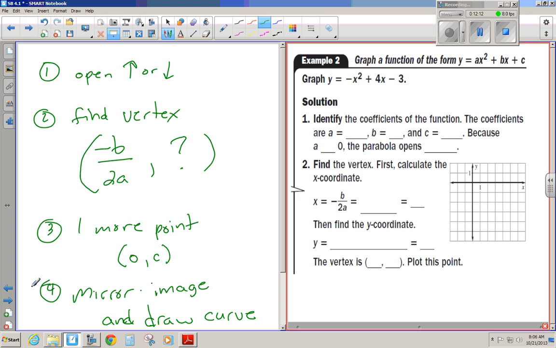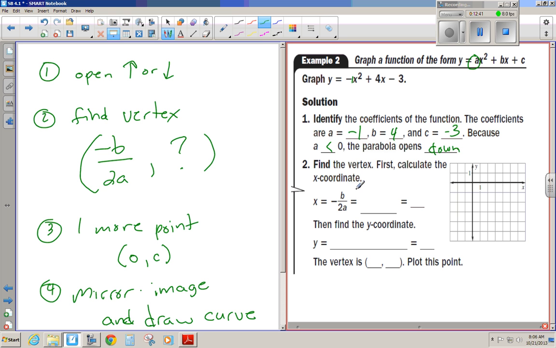So, take a look. Let's start off by identifying the numbers. In standard form, a is the number in front of the x squared. It's the negative 1. B is 4, and C is negative 3. So because A is less than 0, step 1, does it open up or down? You should say down.